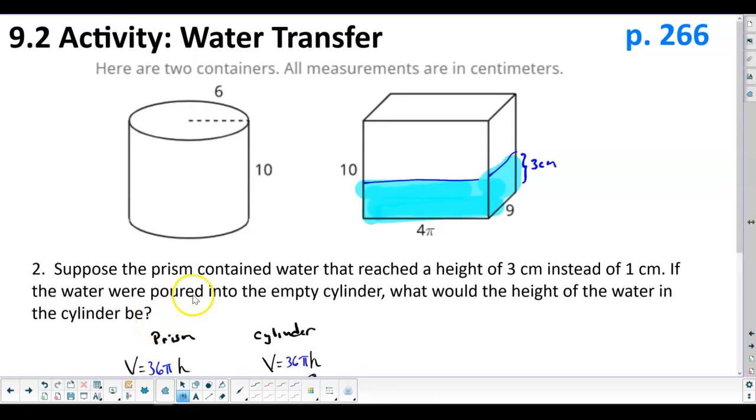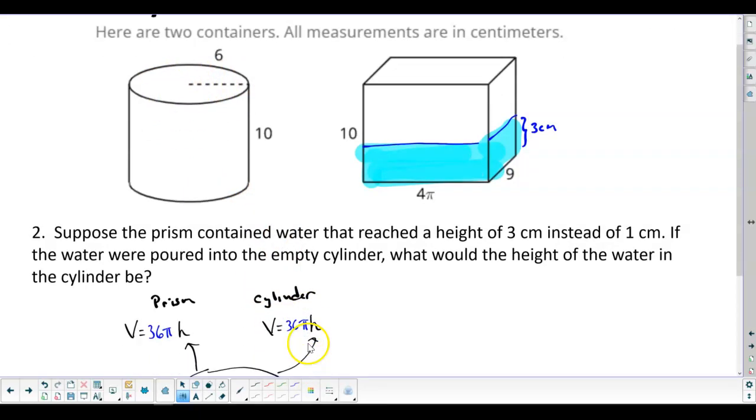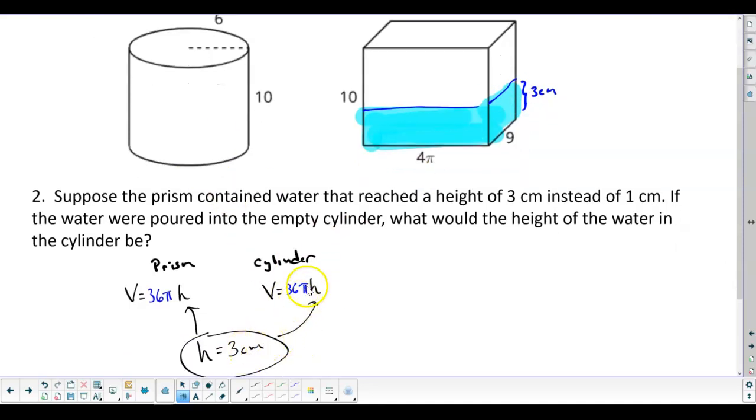All right, so if we look at the volume of the prism, we knew that that was 36 pi times the height because the area of the base is 36 pi. And we also knew that the cylinder had the exact same area of the base, which means the volume is determined by the height of the solid. If the height is 3 centimeters in the prism, then the height would have to be 3 centimeters in the cylinder as well, because the area of the base is the same for each shape. Therefore, the height would be the same.